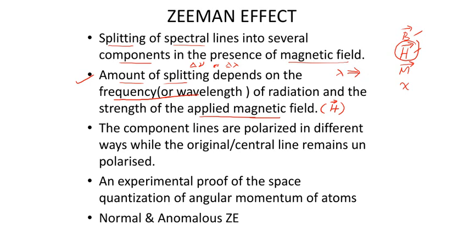Something notable about the component lines that we are getting is that the component lines are polarized. You know about the polarization of lines, right? Electromagnetic radiations can be either unpolarized or polarized. If it is polarized, it can be of different types. I think you have learned about different kinds of polarization in your optics classes. There is linear polarization, there can be elliptical polarization, and there can be circular polarization.